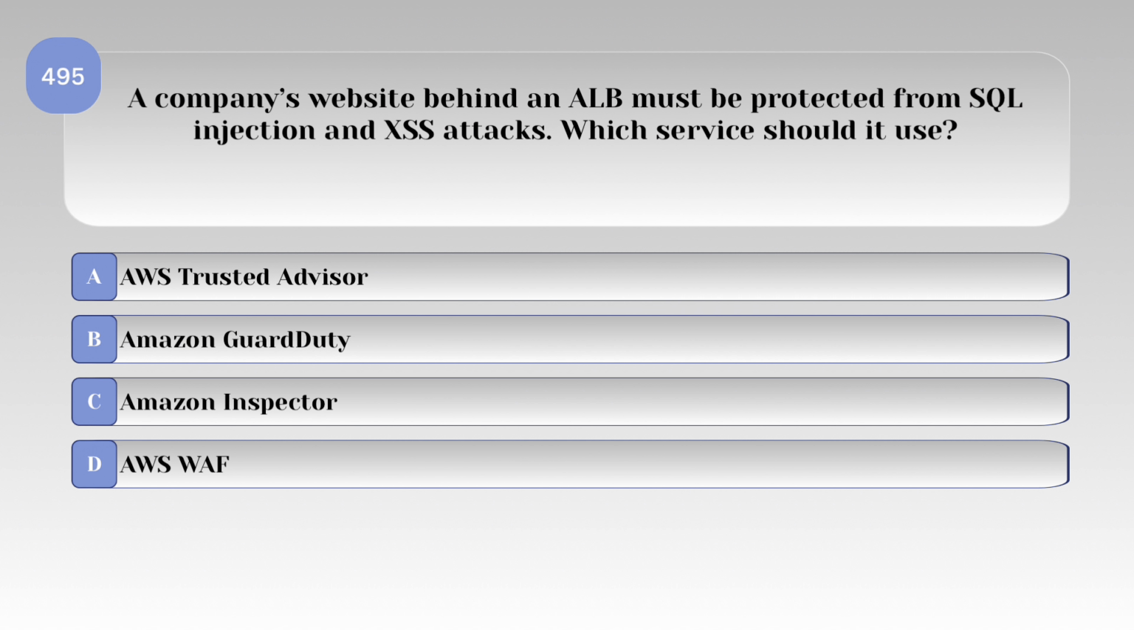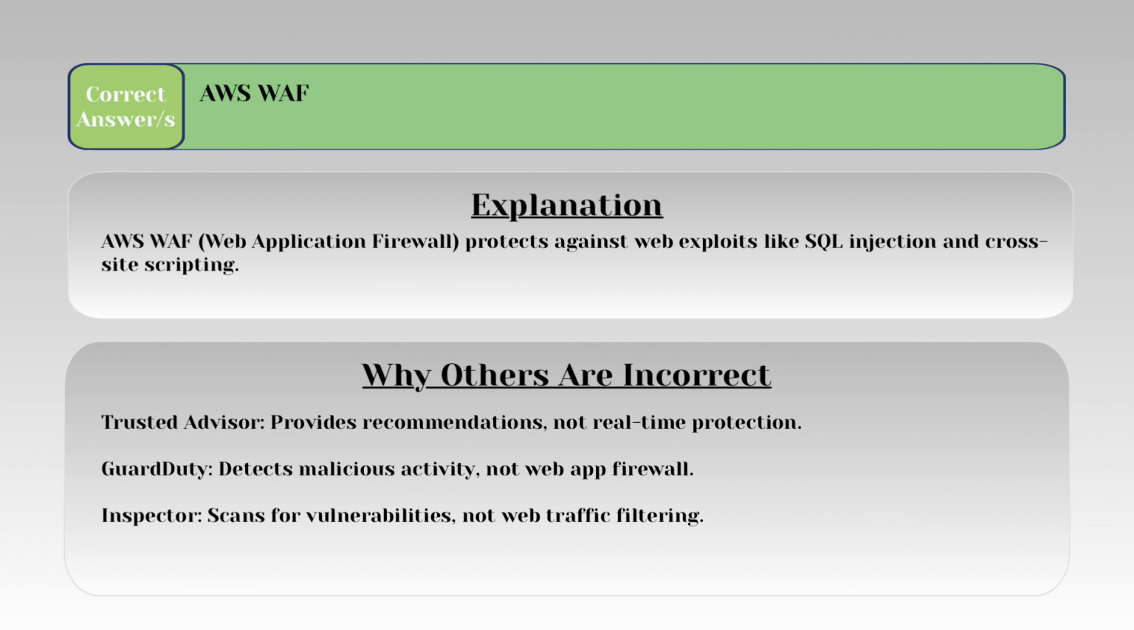Correct answer, AWS WAF. Explanation, AWS WAF protects against web exploits like SQL injection and cross-site scripting. Why others are incorrect? Trusted Advisor, provides recommendations, not real-time protection. GuardDuty, detects malicious activity, not a web application firewall. Inspector, scans for vulnerabilities, not web traffic filtering.